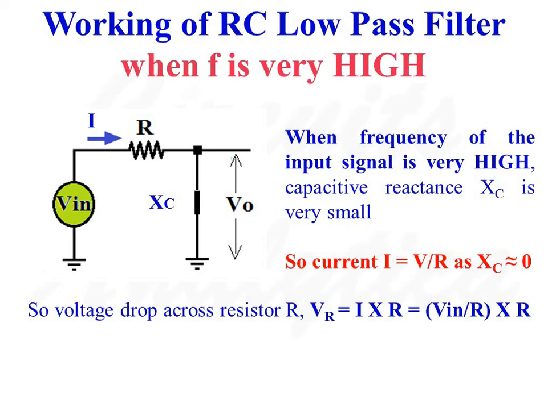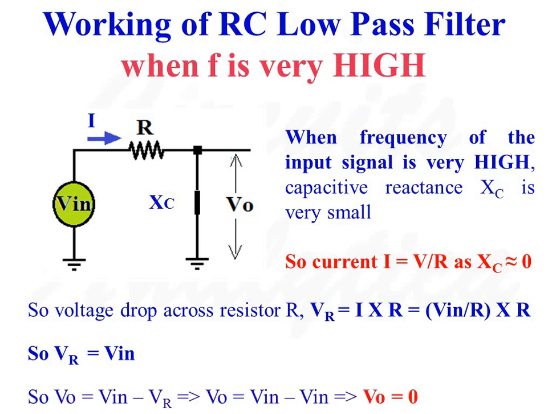So voltage drop across resistance R is given as VR is equal to I into R. That means Vin by R into R. So VR is equal to Vin. As VR is equal to Vin, output voltage V0 is equal to 0.